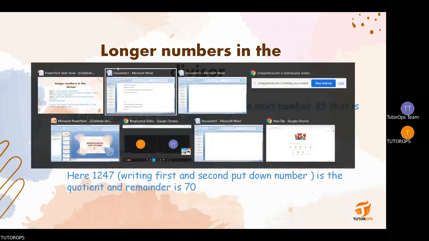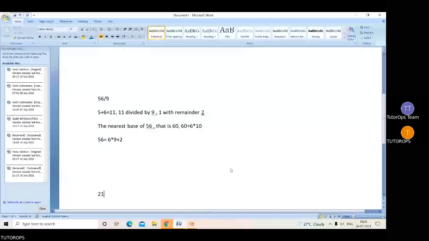Now let me divide another 6-digit number. Here the 6-digit number is 21342.